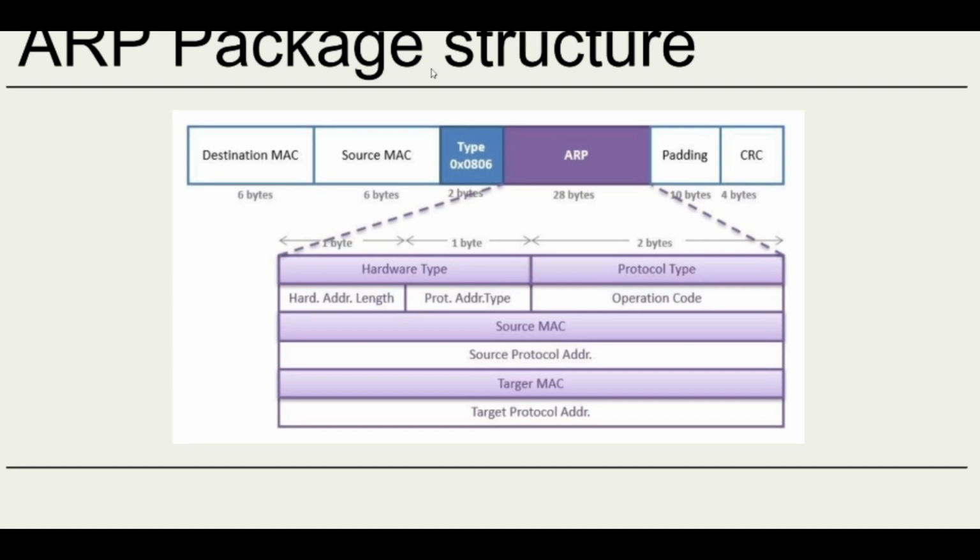Next, sender hardware address, SHA. So this is the MAC address of the device sending the ARP packet. Sender protocol address, SPA. So this is the IP address of the sender. Next, target hardware address, THA. So this is the MAC address of the device the packet is meant for. In a request, this is left empty. The last one, target protocol address, TPA. So this is the IP address of the device the packet is targeting.